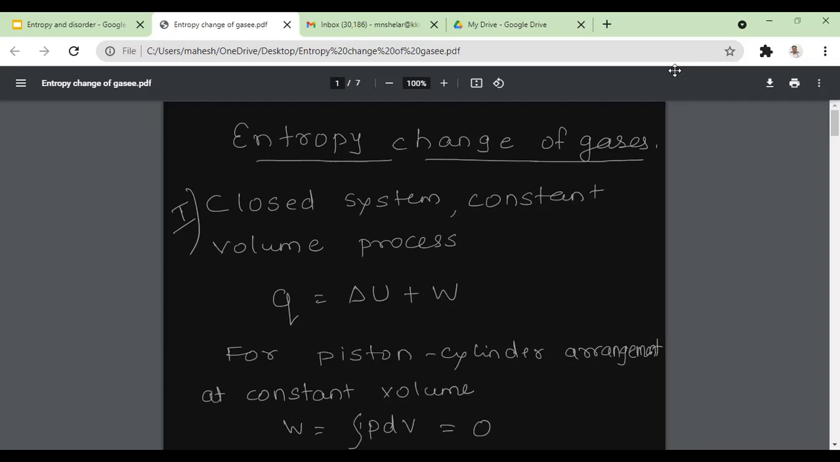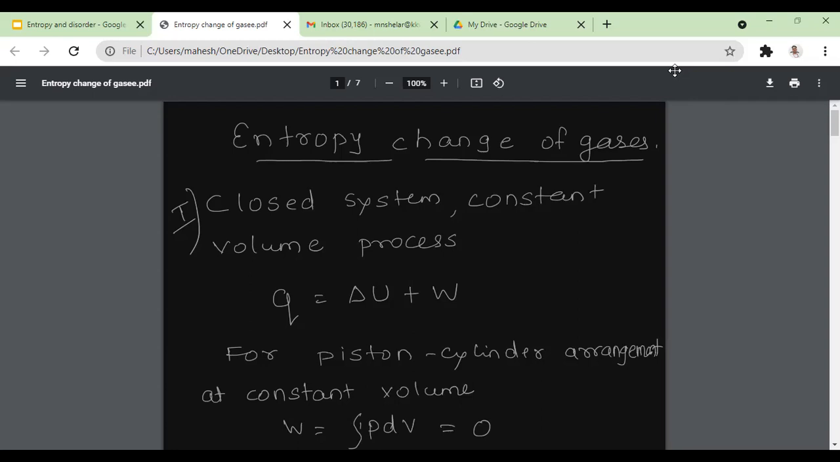We also know the first law of thermodynamics, as applied to a process in a closed system, is given as Q = ΔU + W, where Q is the heat transfer, ΔU is the change in internal energy, and W is the work transfer in the closed system.